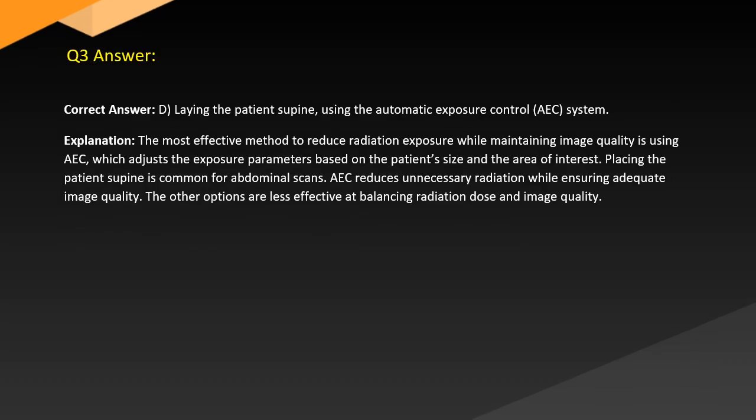Answer. Correct answer: D. Laying the patient supine using the automatic exposure control system. Explanation. The most effective method to reduce radiation exposure while maintaining image quality is using automatic exposure control, which adjusts the exposure parameters based on the patient's size and the area of interest. Placing the patient supine is common for abdominal scans. This reduces unnecessary radiation while ensuring adequate image quality. The other options are less effective at balancing radiation dose and image quality.